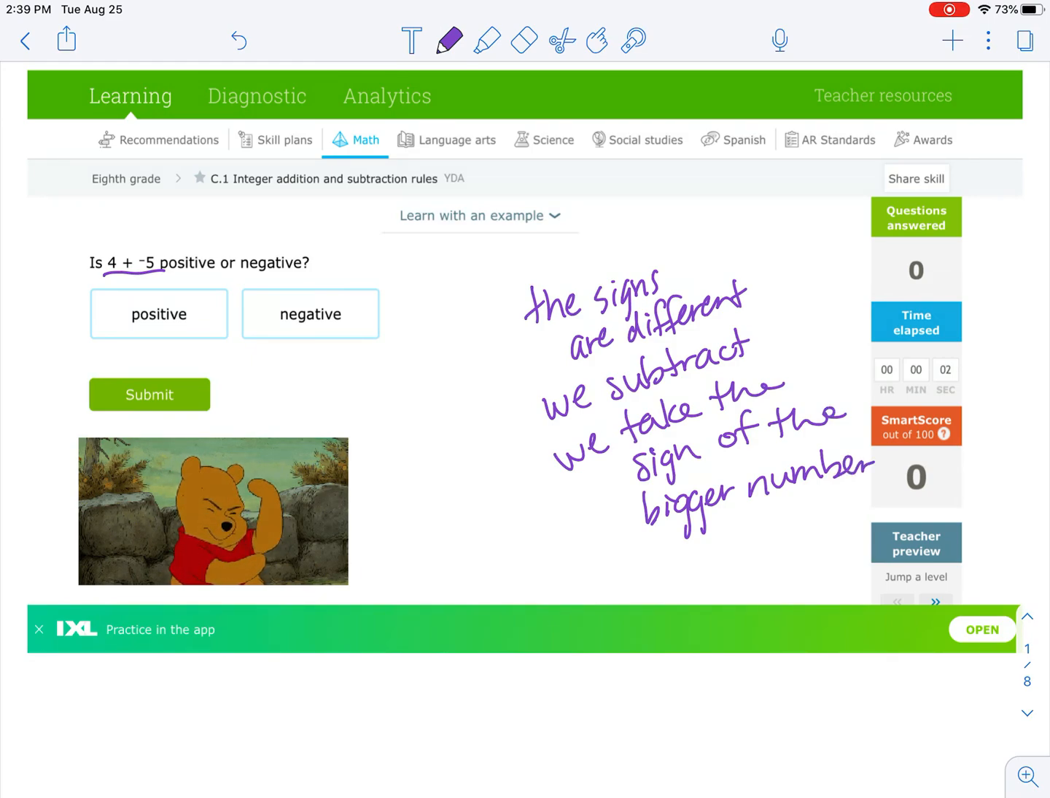Okay, so I look at 4 and 5. Which one is bigger? 5 is bigger than 4. 5 is the one that's negative. So I take the sign of the bigger number. The bigger number is negative, so my answer is negative.